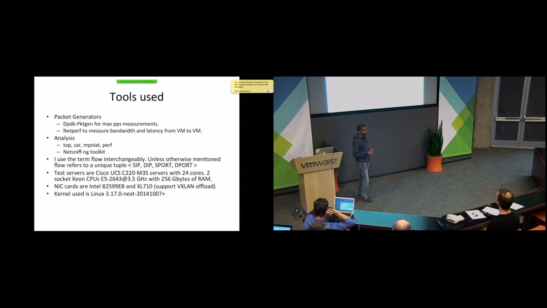In the presentation, I use the term flow interchangeably. There is an OpenFlow flow, and I also refer to the unique tuple of the packet as a flow, which is source IP, destination IP, source port, and destination port. I already mentioned the servers, and that's the configuration of the servers. Then we have 2 types of NIC cards: one is the Intel ixgbe driver, and the other one is the i40e driver. They're both 10 gig cards, but one of them supports VXLAN offloads and the other doesn't. The VXLAN offload card has some issues because it's an experimental card we got from Intel, but we will show the numbers. So let's move to the next slide.